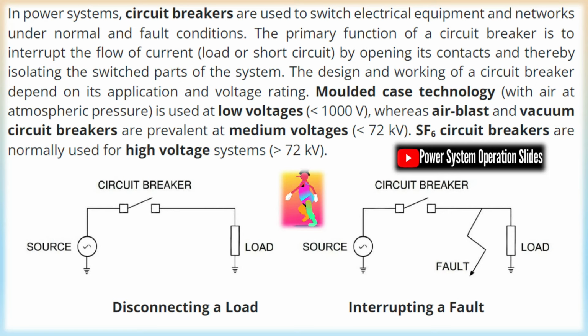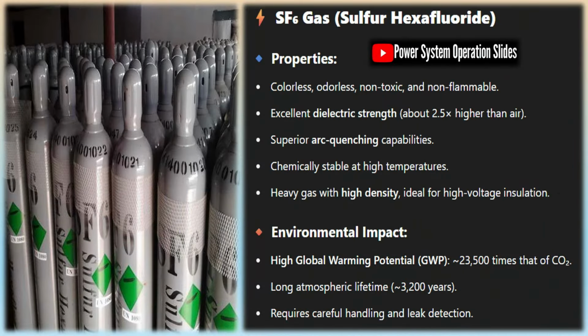Molded case technology with air at atmospheric pressure is used at low voltages, whereas air blast and vacuum circuit breakers are prevalent at medium voltages. SF6 circuit breakers are normally used for high voltage systems. Disconnecting a load, interrupting a fault.